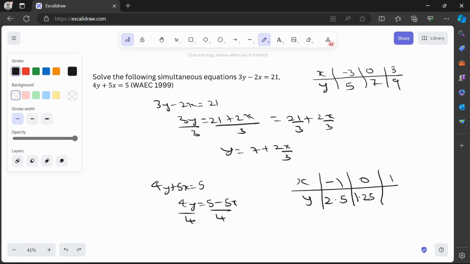And then when x is equal to 1, this will give you 0. So I have the points that I'll plot for the first line and the points I'll plot for the second line. So let's go into the graph sheet and plot it out.